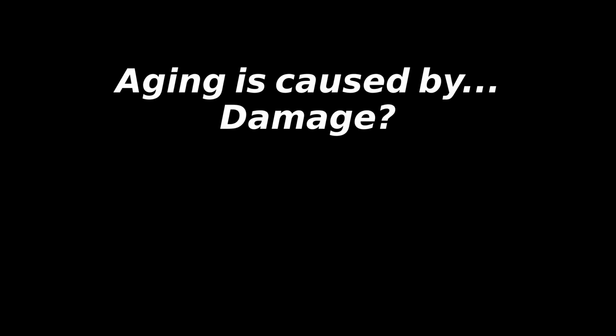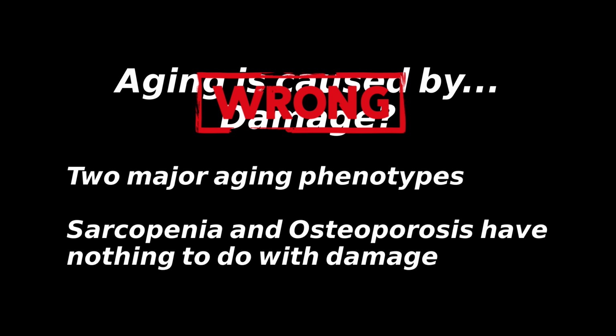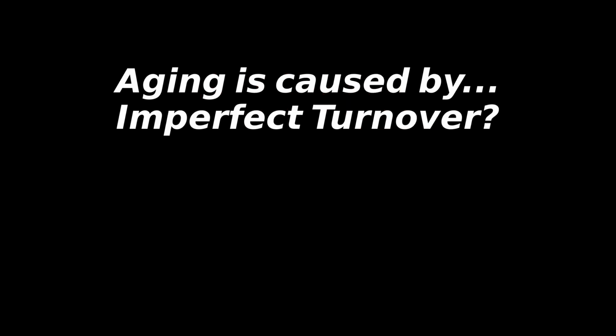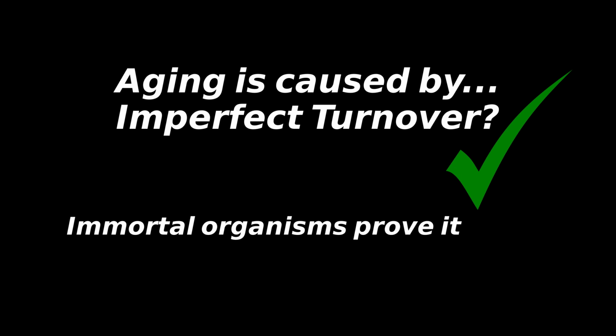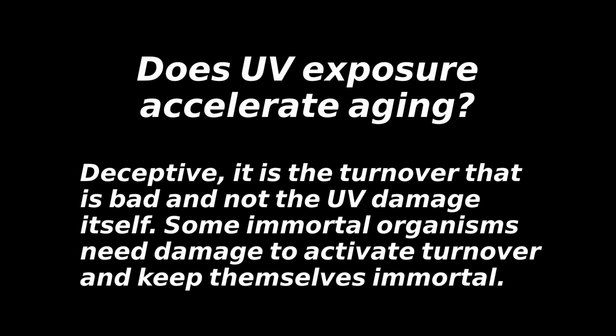Aging is caused by damage? Wrong. Two major aging phenotypes, sarcopenia and osteoporosis, have nothing to do with damage. Aging is caused by imperfect turnover. Correct. Immortal organisms prove it. Does UV exposure accelerate aging? Deceptive. It is the turnover that is bad and not the UV damage itself. Some immortal organisms need damage to activate turnover and keep themselves immortal.